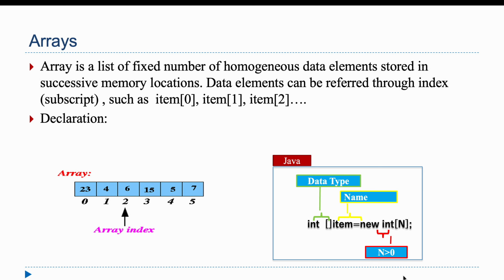Arrays can be declared in various programming languages like C, Java, and Python. In Java, the declaration syntax for an array is given in the slides. Here we have data type, then array name, assignment operator, new data type, and inside the bracket size of the array. As you can see in the slide, we have int data type, and the name of the array is item, and the size of the array is n, where n must be greater than 0.